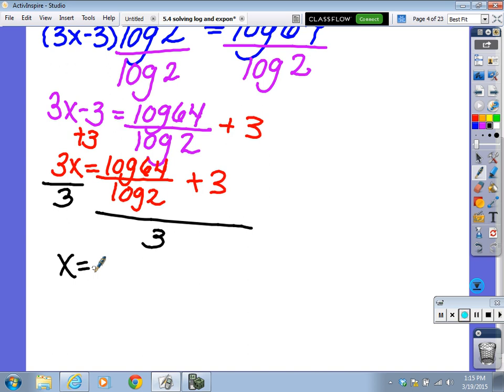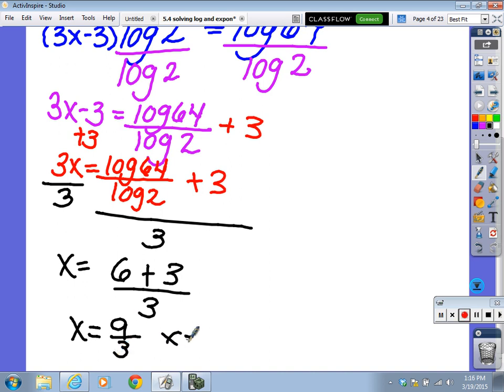So what is log of 64 divided by log of 2? It's 6. So this becomes 6 if you type it in your calculator. So we have 6 plus 3, divided by 3. So we have x is equal to 9 divided by 3. So x is equal to 3. And then we can check our answers. Let's quickly do that. Questions on that?